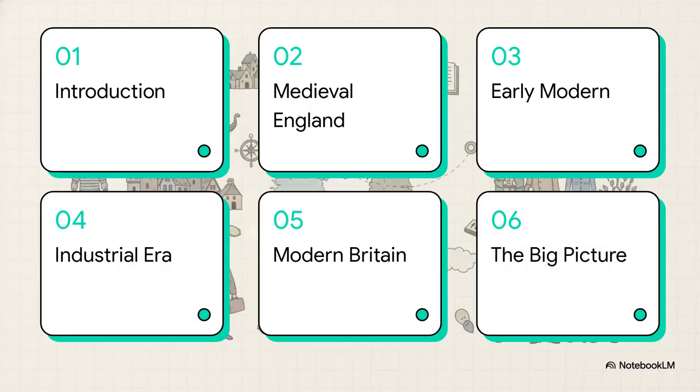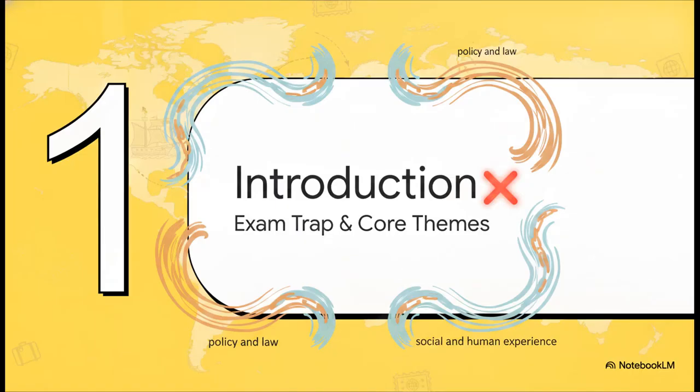Here is our exact battle plan for the next 10 minutes. We'll start with an introduction to the core themes. Then we march chronologically through 4 eras: medieval England, the early modern period, the industrial era, and finally modern Britain. After that, we'll pull the whole shebang together in the big picture so you know exactly how to structure a top-tier exam answer. Section 1. Introduction, the exam trap and core themes.